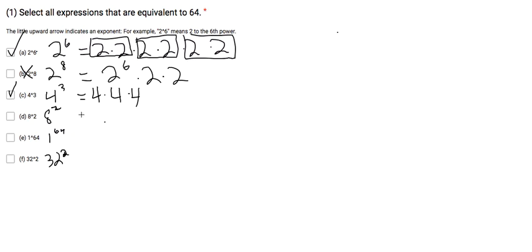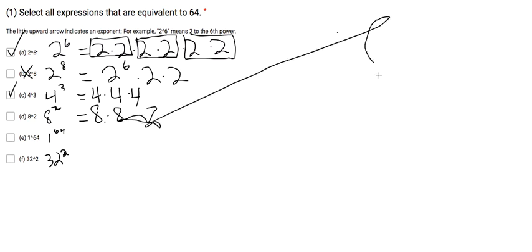Now, 8 to the 2nd power is like saying 8 times 8. So in this one here, we have 8 times 8, which is 64.